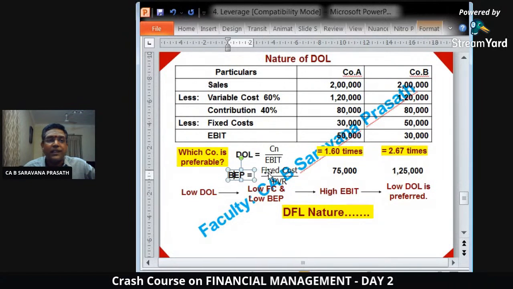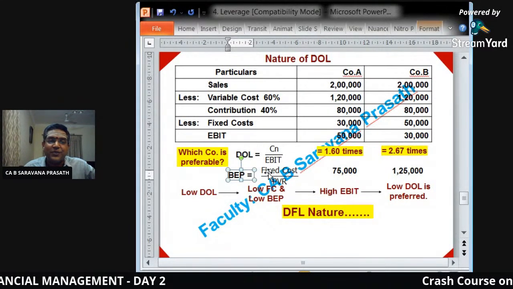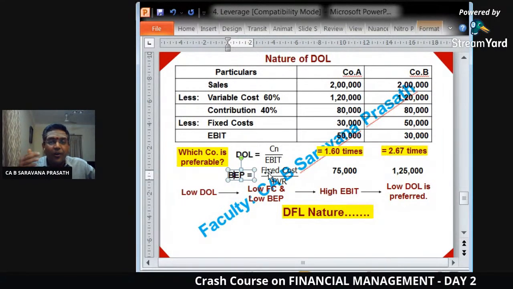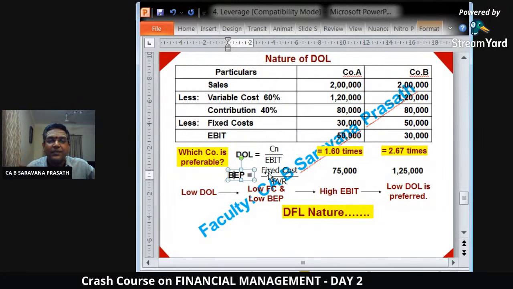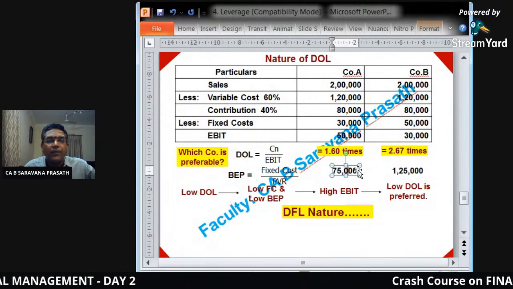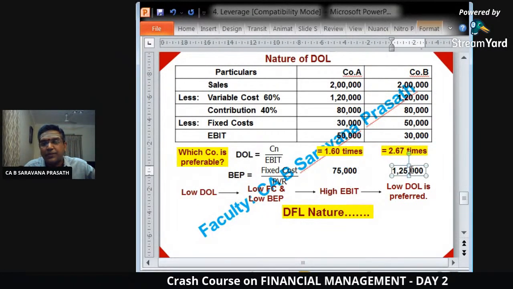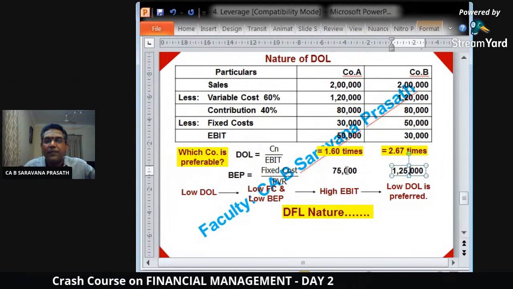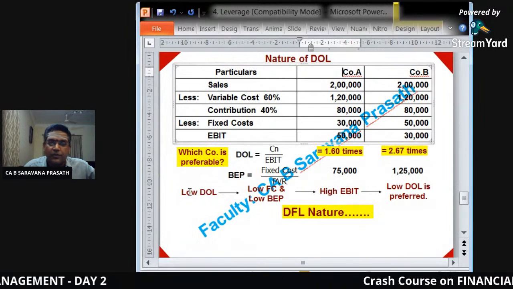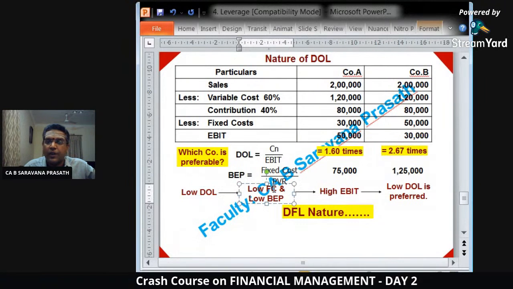Break-even point, which we study in marginal costing, represents a no profit, no loss situation. The lower the break-even point, the better it is. So consequently, we look at the amount of break-even point in both the companies, 75,000 and 1,25,000. So correspondingly, we prefer a low break-even point. Company A is preferred. So moral of the story, low DOL will represent low fixed cost and low break-even point.